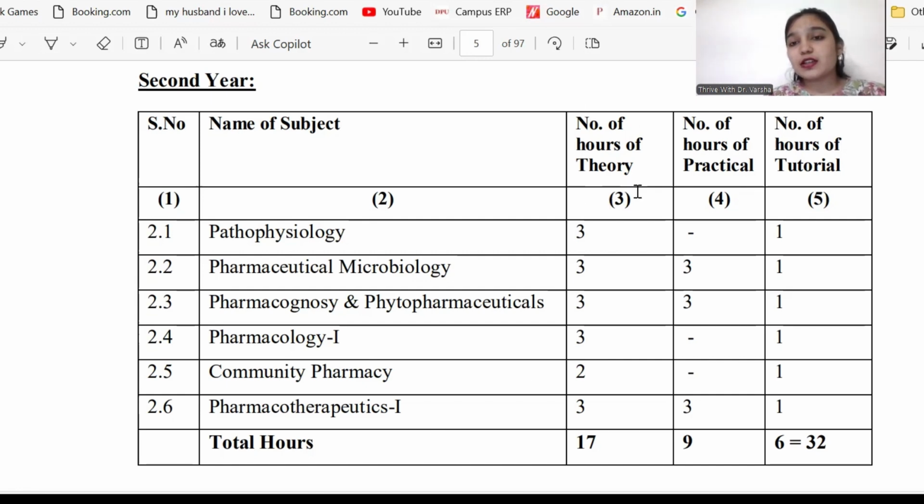The number of theory lectures per week will be 3 hours per week, just for community pharmacy it's 2 hours per week. The number of practical hours will be 3 for each of them, except pathophysiology, pharmacology, and community pharmacy, where you will not have any practicals. Then the number of hours of tutorial will be 1 hour for each subject.